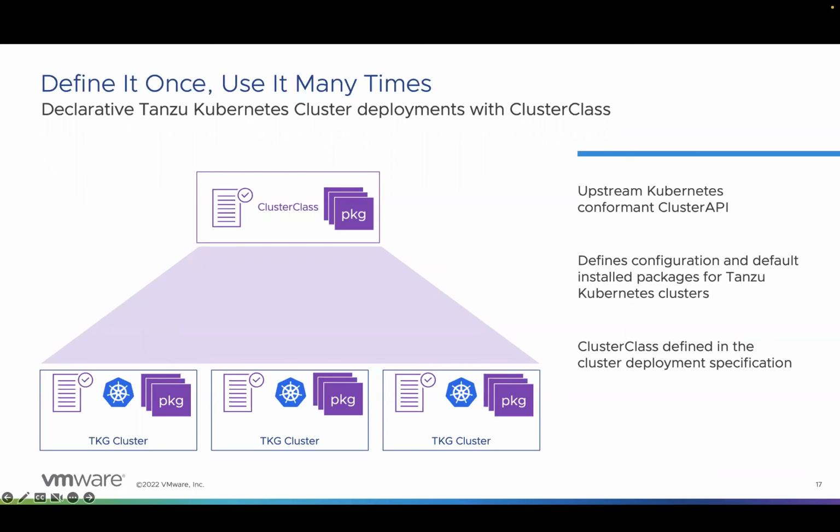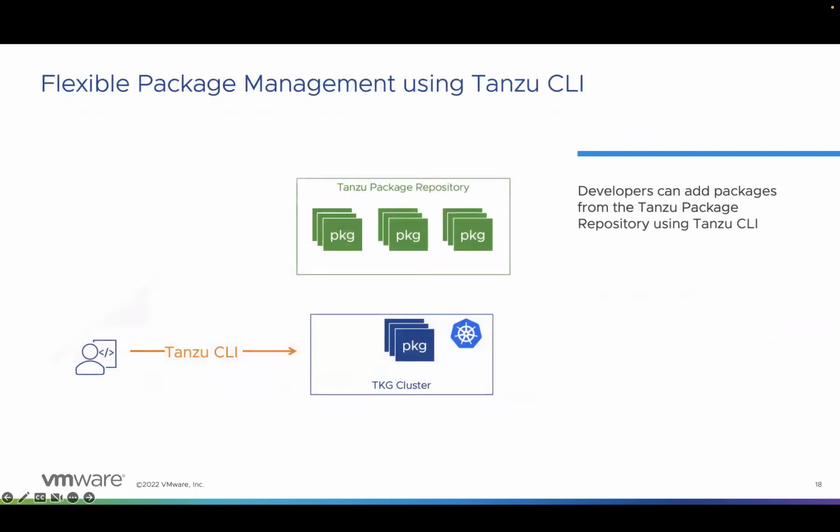Now, in addition to having pre-installed packages, we also want to have the flexibility to add additional packages and customization where we see fit. And with that, we're bringing in the Tanzu package repository. So after cluster deployment, DevOps users can optionally add additional packages from the Tanzu package repository using the Tanzu CLI. So again, this could be anything from ingress, certificate management, different logging packages or observability packages. And these can all be managed as add-ons and made available through the Tanzu CLI interface.